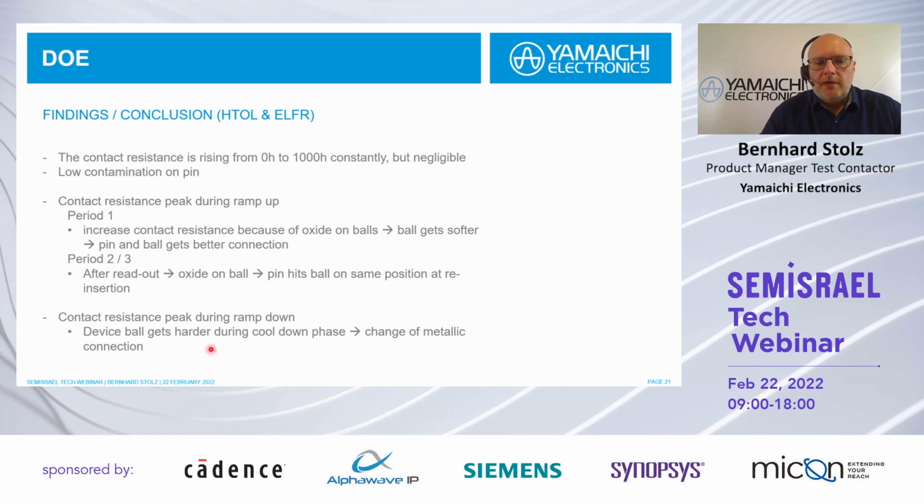And then we have the contact resistance peak during the ramp down. So this is a little bit difficult to explain, but we think that during the cool down phase, it's vice versa to the ramp up phase: the ball is getting harder, and there is a change basically in the metallic connection. And this is somehow causing this jump of contact resistance during the ramp down phase.